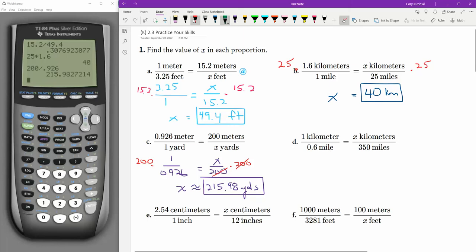Let's multiply both sides by 350 here so we can get x by itself. Multiplying by 350 on both sides. So all I'm going to do is 350 divided by the 0.6. And we get x is about 583.3. That's our answer, kilometers.